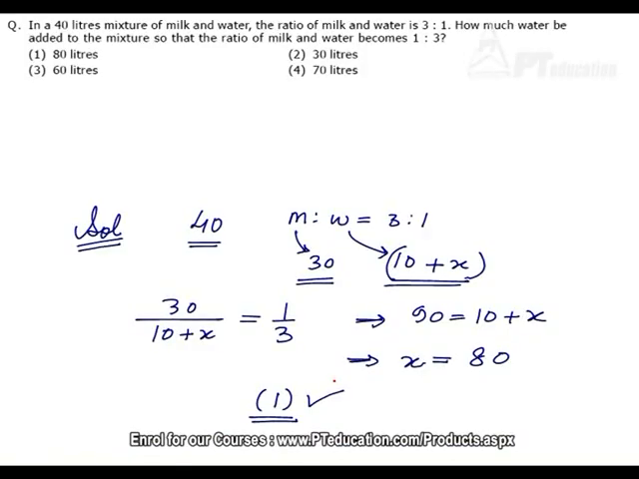Now in this particular question, can we have a shortcut? Yes, we can. See, option number 1 says 80 liters. So 80 liters is added to how much? Initial water. Initial water was 10 liters. So 80 plus 10, 90, and original milk was 30. So 30, 90, 1:3, hence solved.